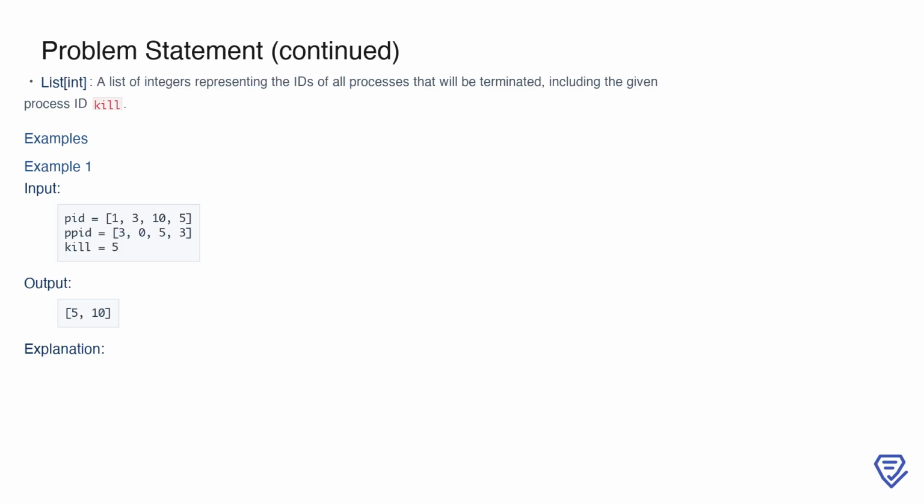To understand how this works, let's go through an example. Suppose we have the PID array as 1, 3, 10, 5, and the PPID array as 3, 0, 5, 3. Here, the kill ID is 5. The task requires us to determine which processes will be terminated when process 5 is killed. The output in this case is 5, 10, which we will explain next.